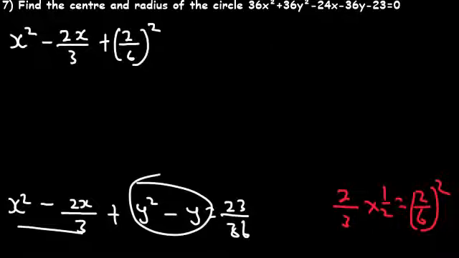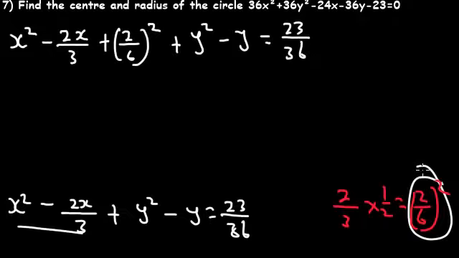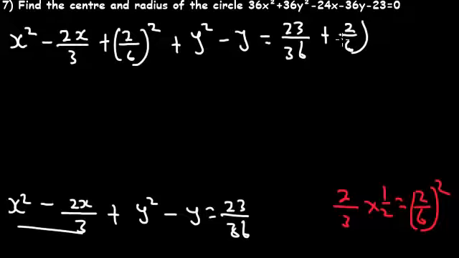Now we do the same for y: plus y squared minus y equals 23 over 36. Then we add this again on the right, plus 2 over 6 squared. 2 over 6 squared can be reduced to 1 over 3. I almost forgot. So let's reduce, but before I do that, let's do this one as well.